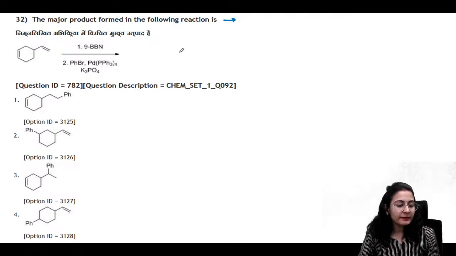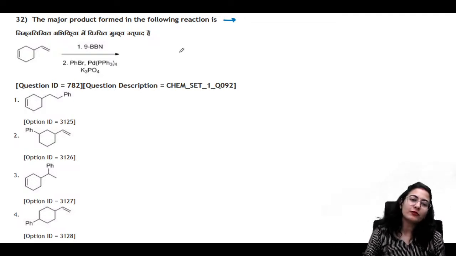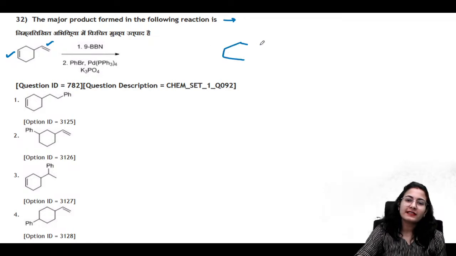Yes, in the second step, it is Suzuki coupling. What about the first one? Simple hydroboration. So where is the hydroboration happening, guys? To this alkene or to this alkene? Definitely the one which is less hindered, because this is 9-BBN that we are using.